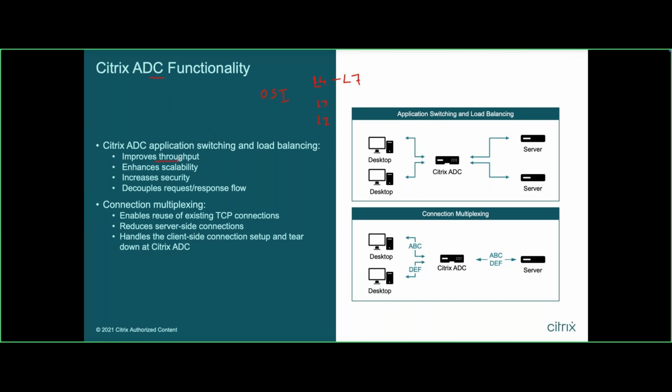So why I'm saying the ADC functionality, it improves your throughput. As I said, it can go up to 260 Gbps throughput. That means to the backend server and to the client, right?